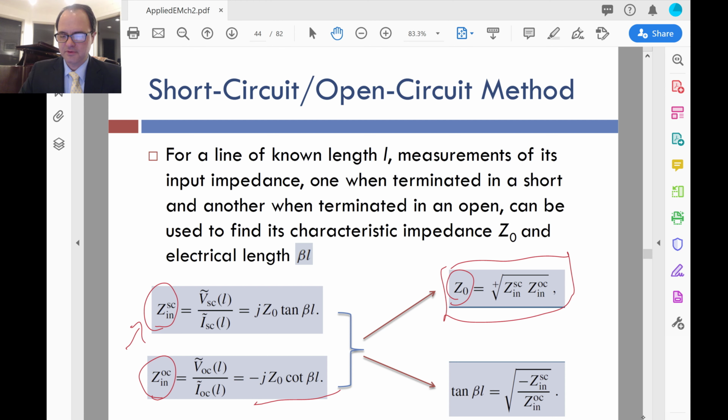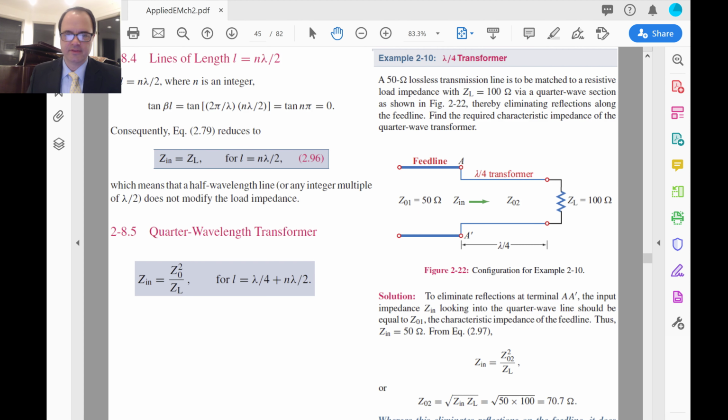Say, for example, you don't know the length of the line. Another thing you can do with these two relations is divide Z short circuit by Z open circuit and take the square root with a negative in there, and that gives you tan beta L. You can take the arctan and divide through by beta, which is 2 pi over lambda, with lambda being the speed of the wave over the frequency, and you can get the length of the line.